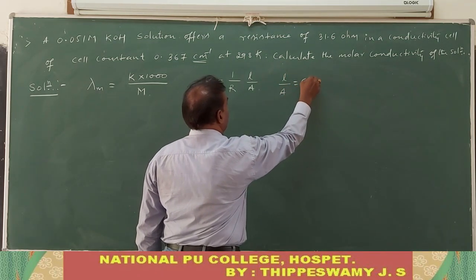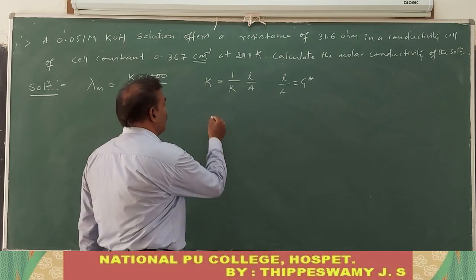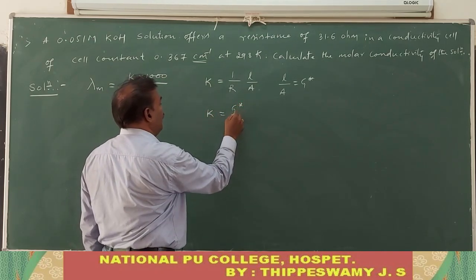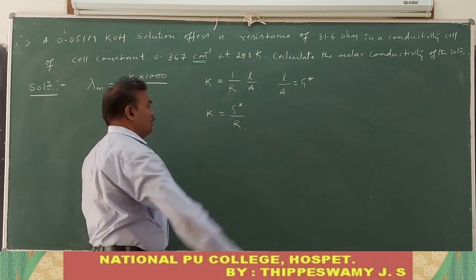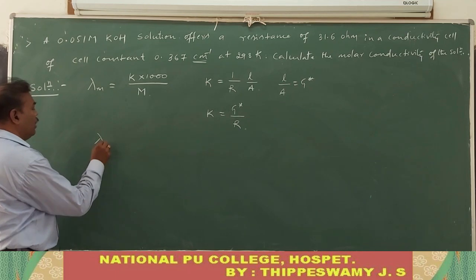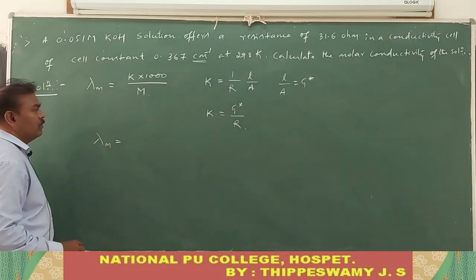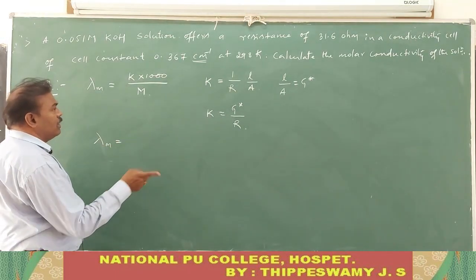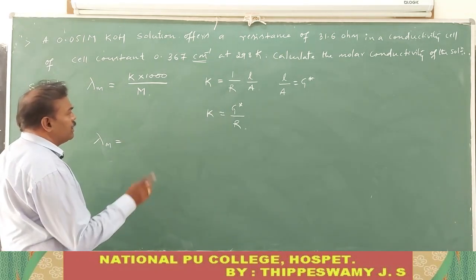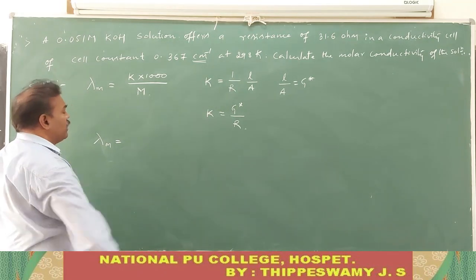This is equal to G star only. Or K is equal to G star divided by R, we can write. Now take this relation here: lambda M is equal to... G star is equal to L divided by A. What is the value of L divided by A? What is the value of G star? We have to substitute here, no?